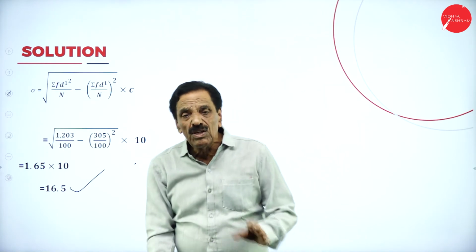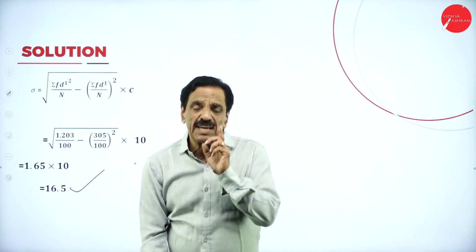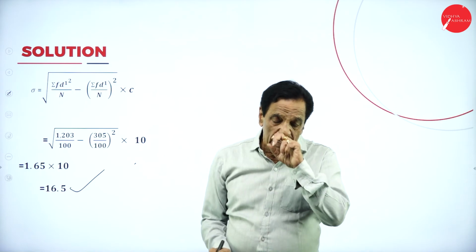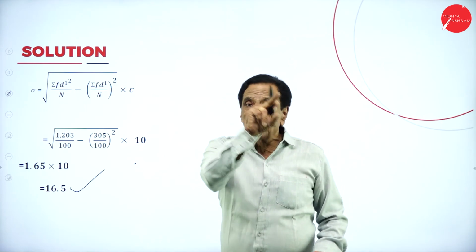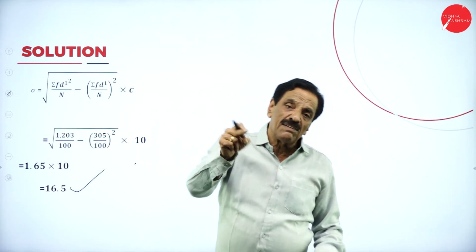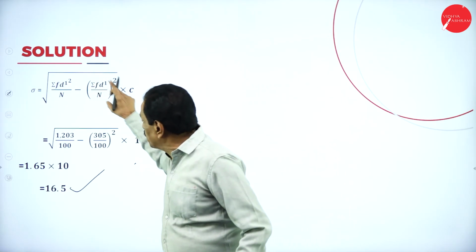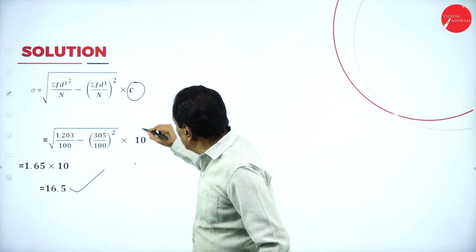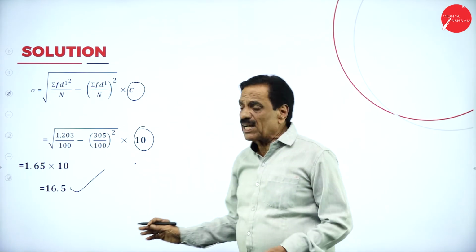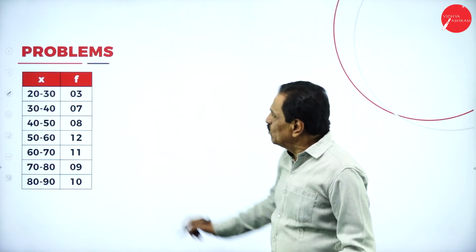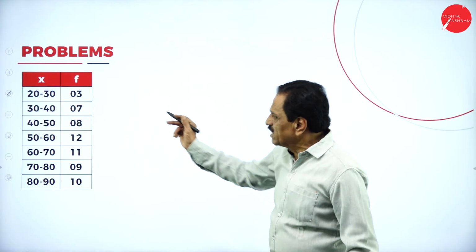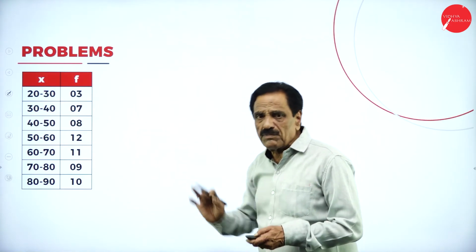What are the steps to do? Add the frequency, then take d dash, assuming the first number is 0. f into d dash is f t dash, and f t dash into d dash is f t dash square. Then apply the suitable formula. C is your class interval; 0 to 10 is 10. Your answer is 6.5. Now you have 20 to 30, 30 to 40. We'll solve this problem easily.